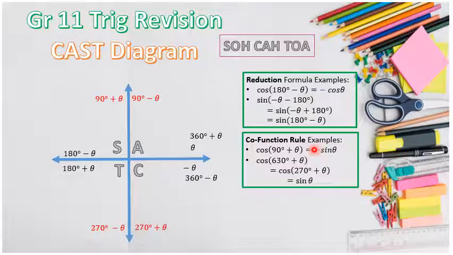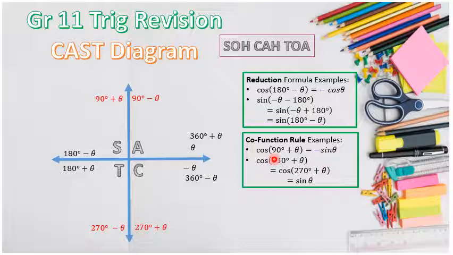So even though we've changed it to sine, and sine is positive in that specific quadrant, the original function cos was negative, and that's why the negative is on the right-hand side of the equal sign. Okay, again, for cos of 630 plus theta, this does not fall within our interval. It doesn't fall within our CAST diagram that only covers 360 degrees. So we've got to manipulate this.